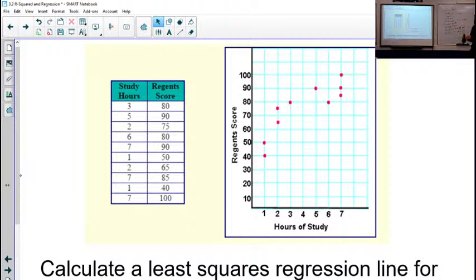Remember that if you're putting y equals in this least squares regression line, that's wrong, because instead, it should be y hat.